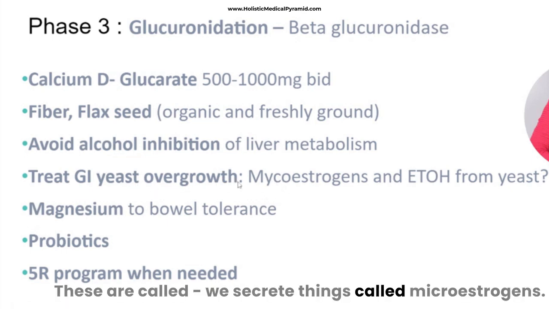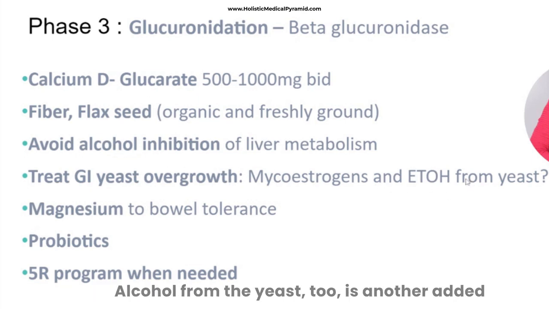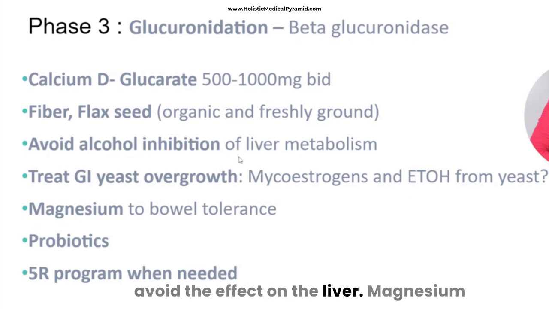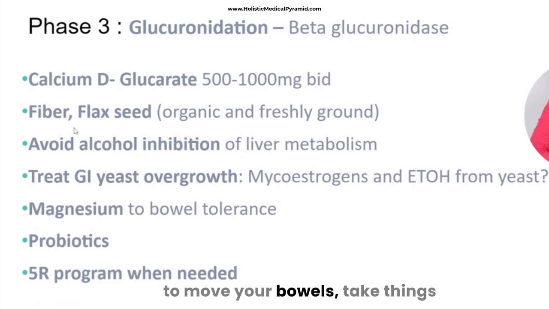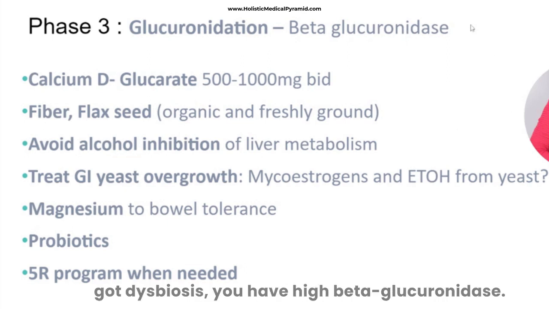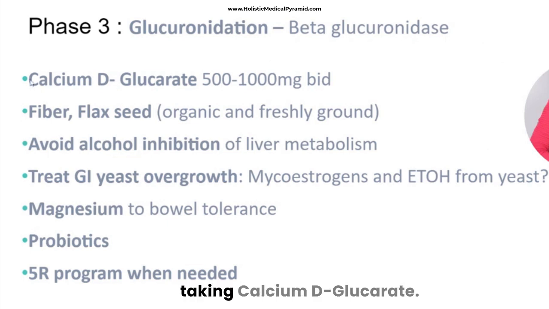These secrete things called mycoestrogens. Alcohol from the yeast too is another added problem that can go to the liver. Avoid alcohol consumption so that you avoid the effect on the liver. Magnesium to move your bowel. Take things with high fiber, things like flaxseed. They also have omega-3. Now, an important compound called calcium D-glucuronate. Calcium D-glucuronate can be taken as a supplement that blocks the effect of beta-glucuronidase. So when we find that you have dysbiosis, you have high beta-glucuronidase on stool studies, we recommend taking calcium D-glucuronate.